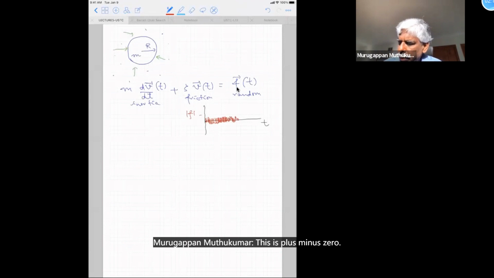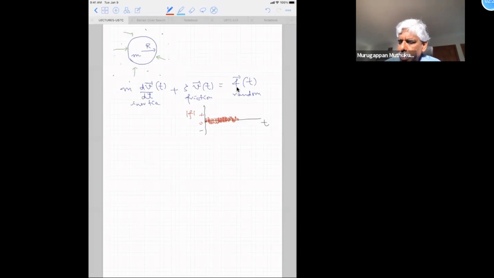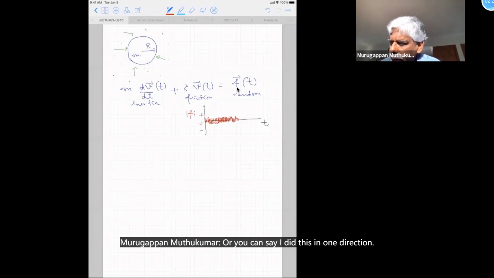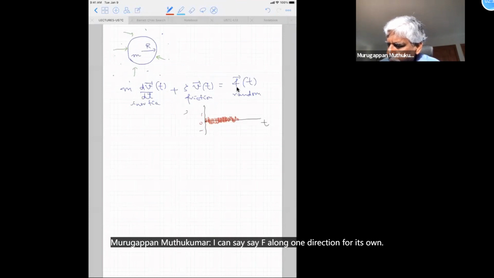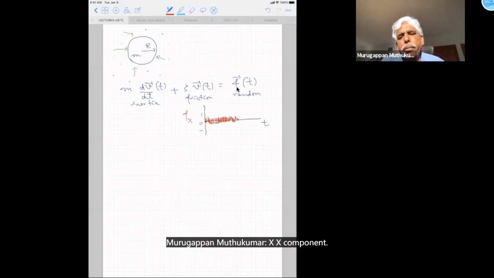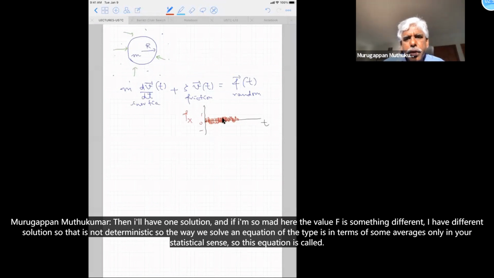This is plus, minus, 0. Well, magnitude means the amplitude. It could be a negative value also, right? Or you can say this is in one direction. I can say F along one direction, for example, the X component. Highly fluctuating. Therefore, if I want to solve for the velocity from this equation, I cannot do that, because it depends upon what time I want to solve this problem. If I look somewhere here, at that time the value of F is that, then I'll have one solution. And if I'm somewhere here, the value of F is something different, I'll have a different solution. So that is not deterministic.